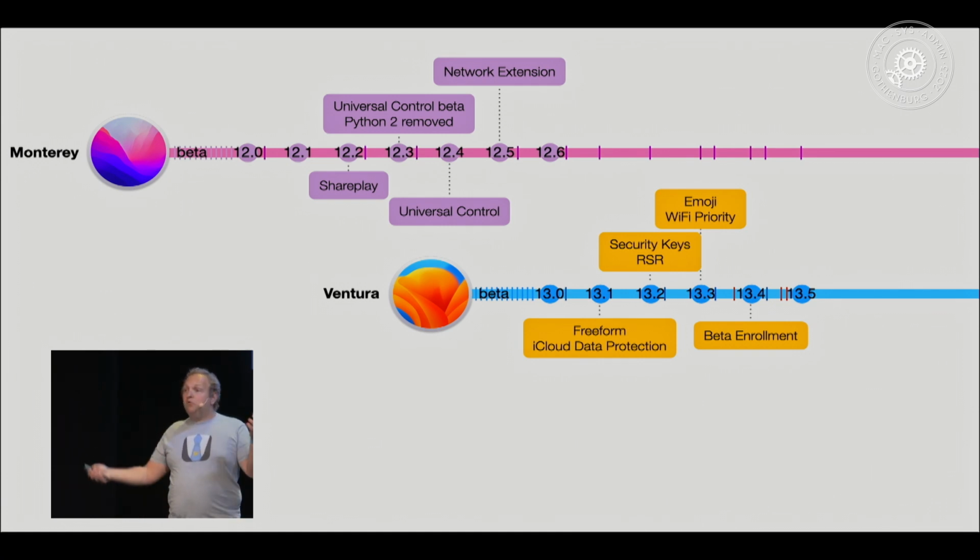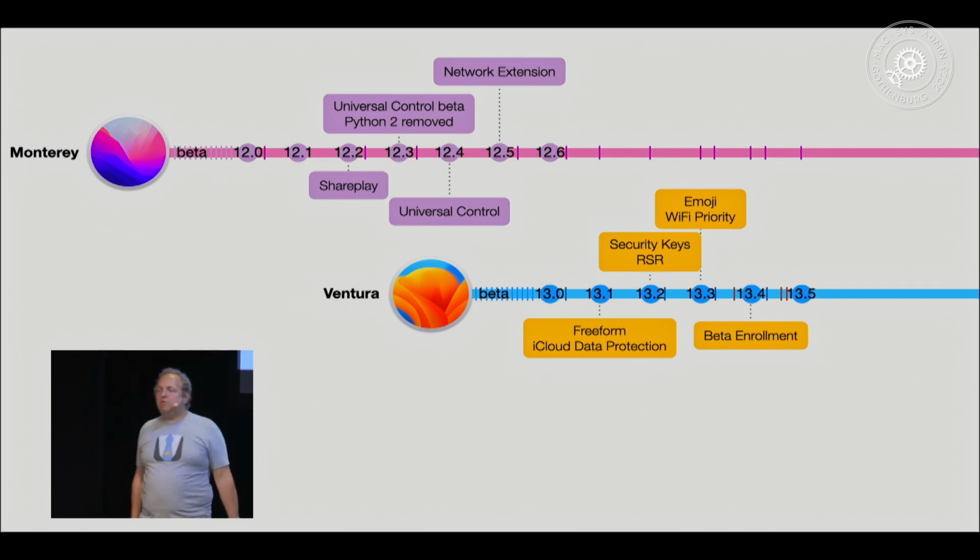13.2, emojis, always important. Our users want to use those emojis later on, and they also changed management things with the Wi-Fi priority changing in 13.2 and beta enrollment in 13.4. These things can happen at any time during the year. We don't have a big release in the fall anymore, and then we can relax for a few months before the next WWDC. Updates can happen all the time.